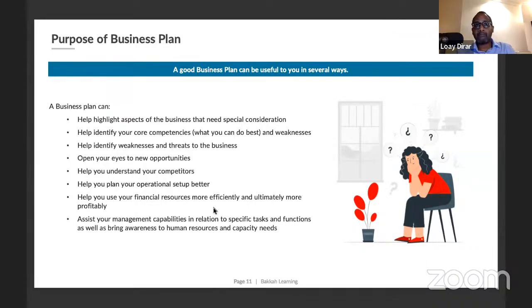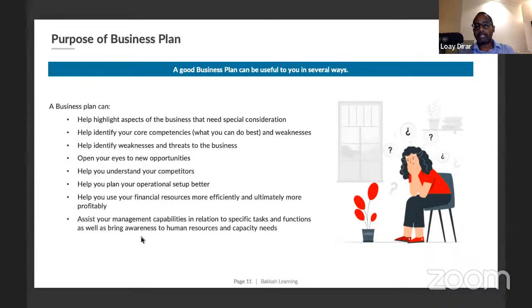A business plan, as I told you earlier, looks at 3 main aspects: the operational part, the marketing part, and definitely the financial part. Yes, we still have other areas, but these are the 3 main areas when it comes to developing a business plan. And it can help you use your financial resources more efficiently and ultimately in a more profitable way.